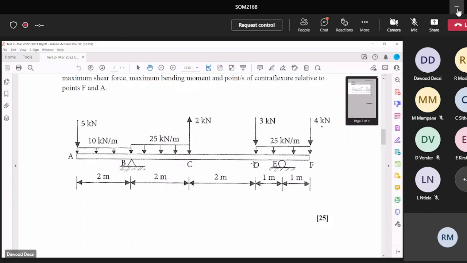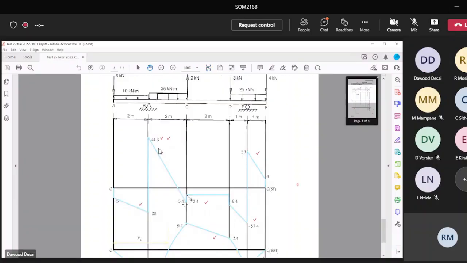Here you cannot go complete to C. You are interrupted, so you have a reaction RB there. You go up RB and you end up with 44.6. Now from B to C, you have a UDL of 25. 25 times 2 is 50. So you're 44.6 above the axis, you must go down 50, and you'll end up with minus 5.4 below. Yeah, some students go wrong. Now you have a force acting up. You're already 5.4 down, and the force shows 2 up. So minus 5.4 plus 2 is minus 3.4. Simple addition.